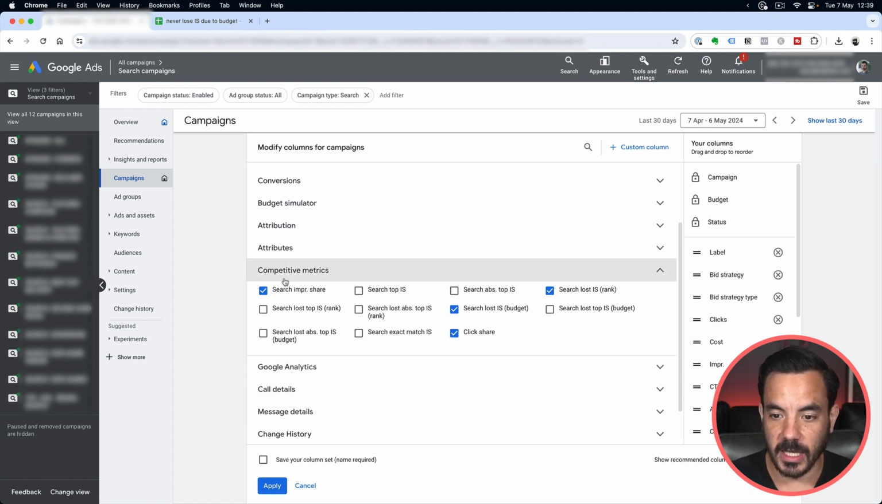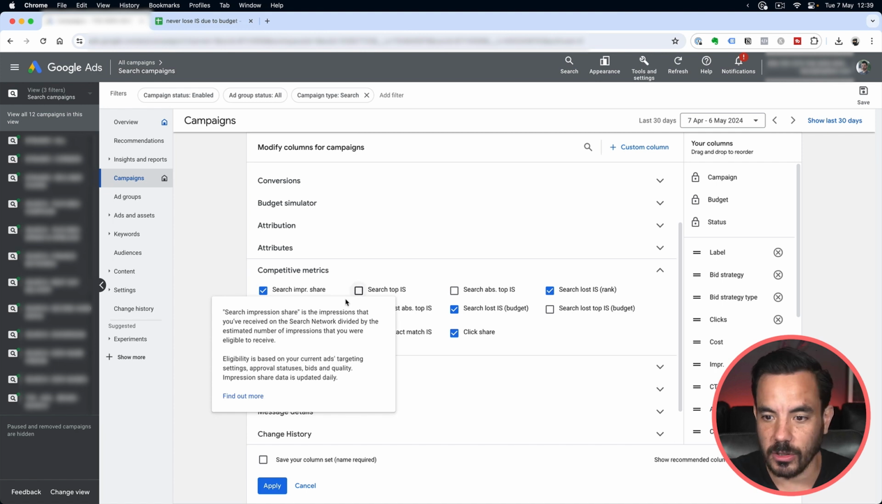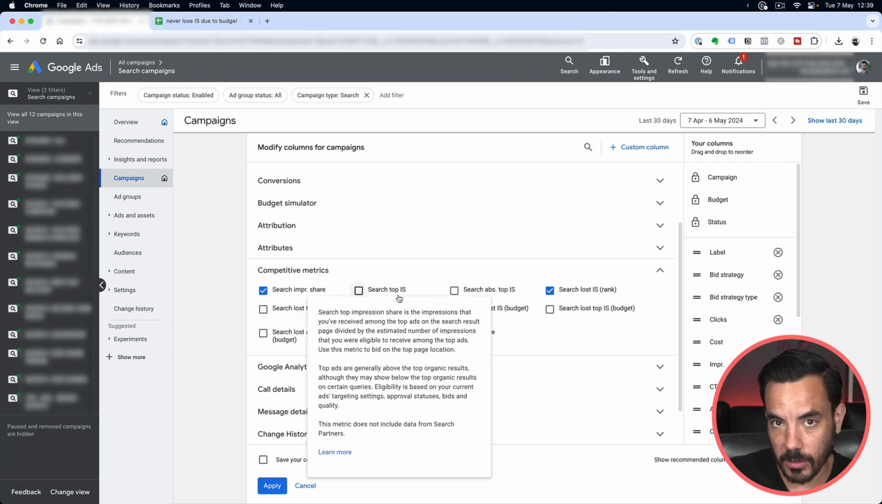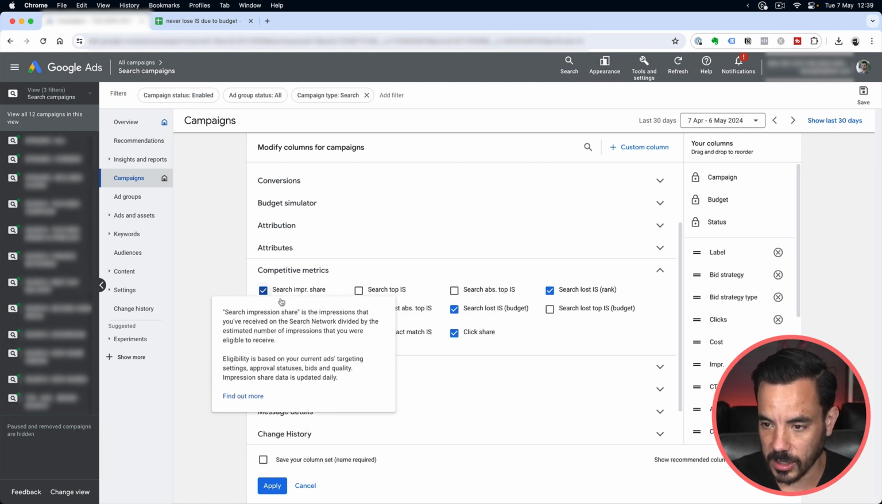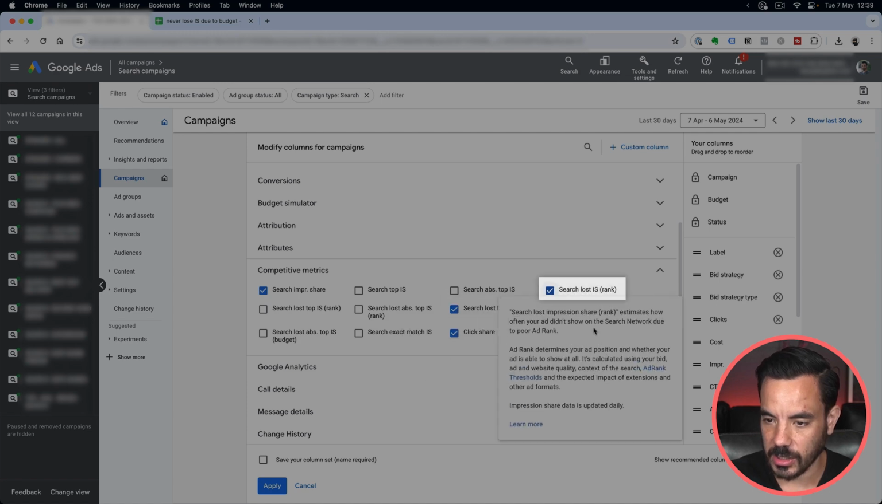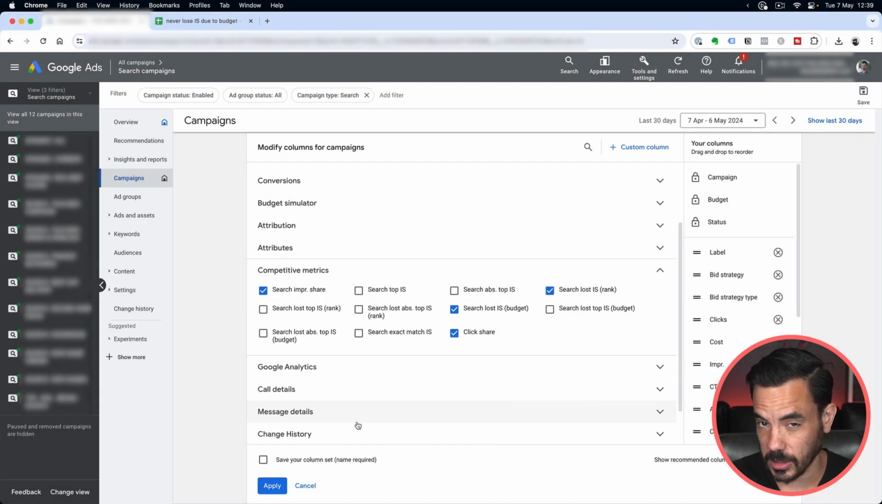So if you see a low search impression share, then you know you could be getting more share of the market, and you know you could be getting more share of the market at the top of the search results. So you don't really need these columns, you just need search impression share. And then we also add lost IS due to budget, lost impression share due to rank, and I'll explain those and how to use these 3 columns in a moment. We don't need click share right now.